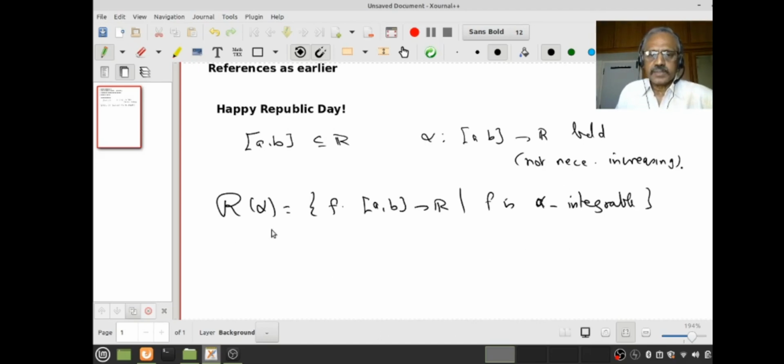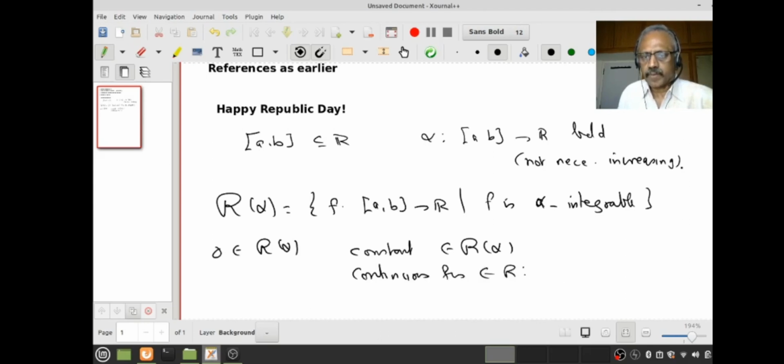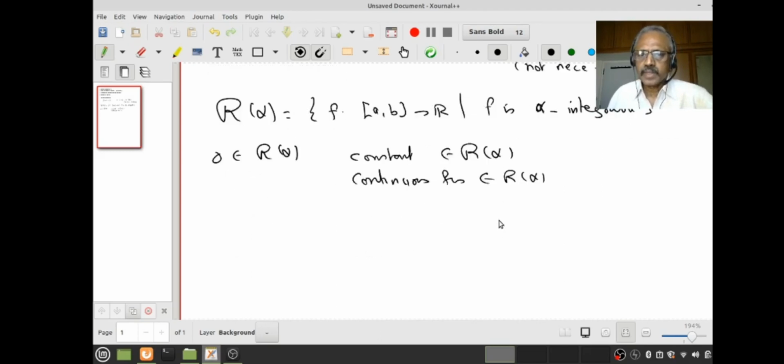We want to study the properties of this space. First, notice that this is non-empty because 0 is of course there, and we actually said that any constant functions are there, and we also proved all continuous functions from [a, b] to R are there. Do you remember all those things? So this is not a small class. This set of all such functions is very big.